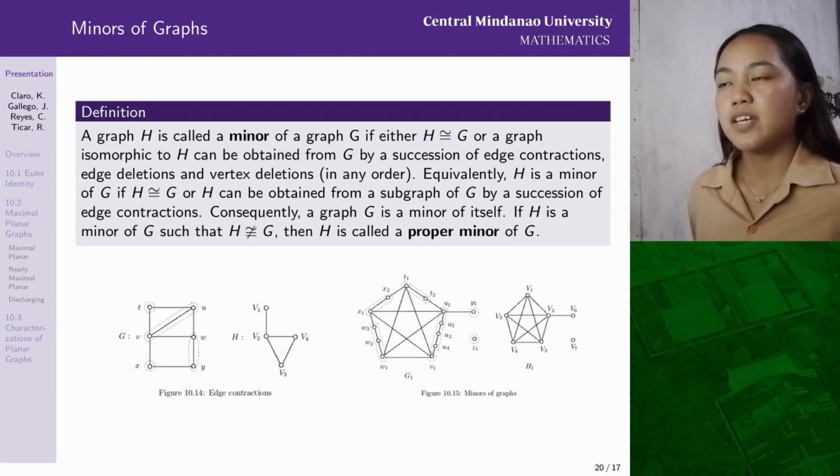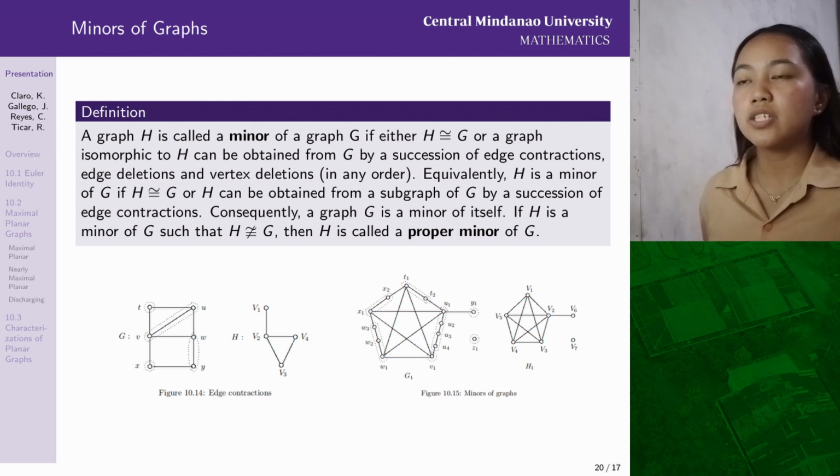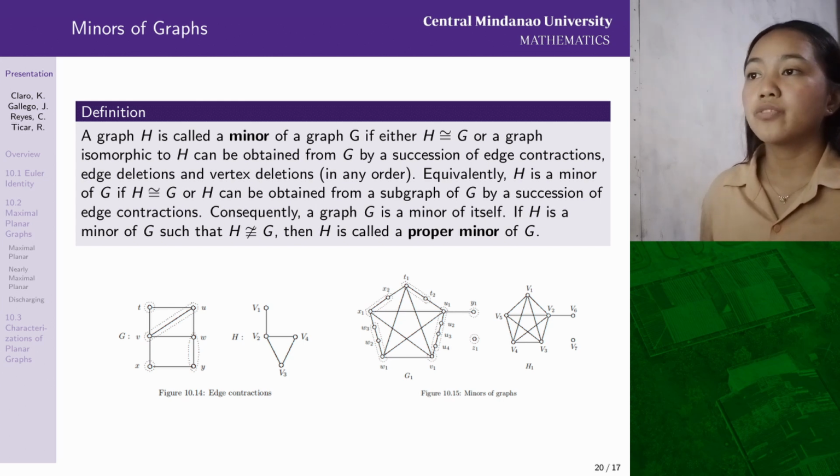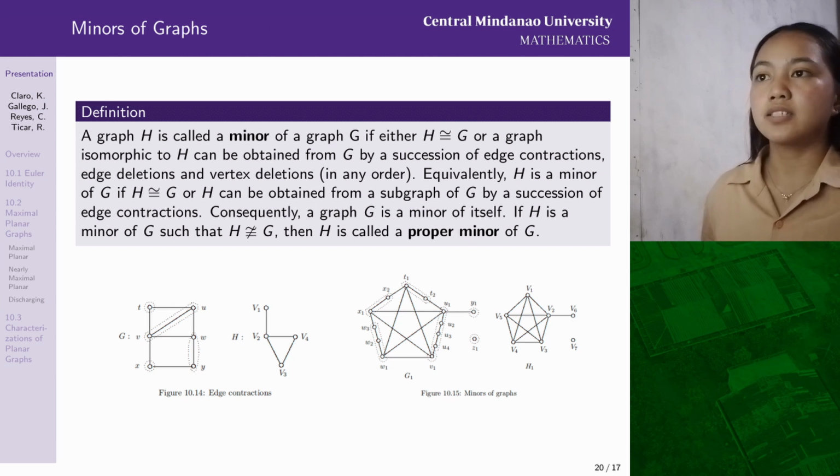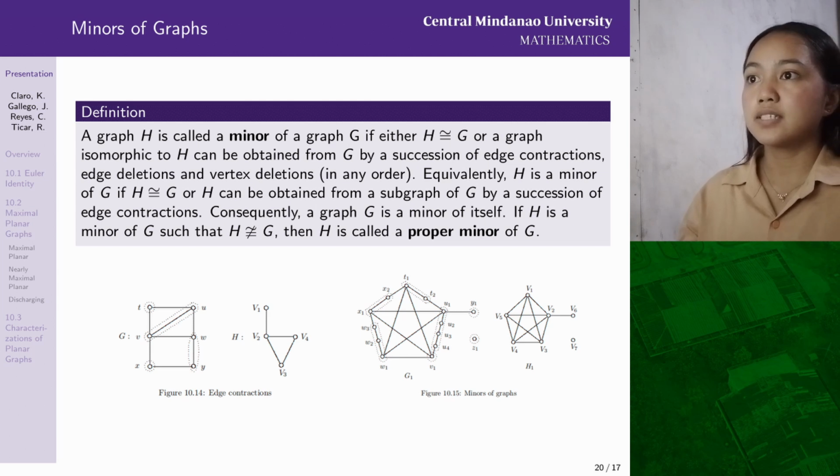Next, a graph H is called a minor of a graph G if either H is isomorphic to G, or a graph isomorphic to H can be obtained from G by a succession of edge contractions, edge deletions, and vertex deletions in any order. Equivalently, H is a minor of G if H is isomorphic to G, or H can be obtained from a subgraph of G by a succession of edge contractions. Consequently, a graph G is a minor of itself.